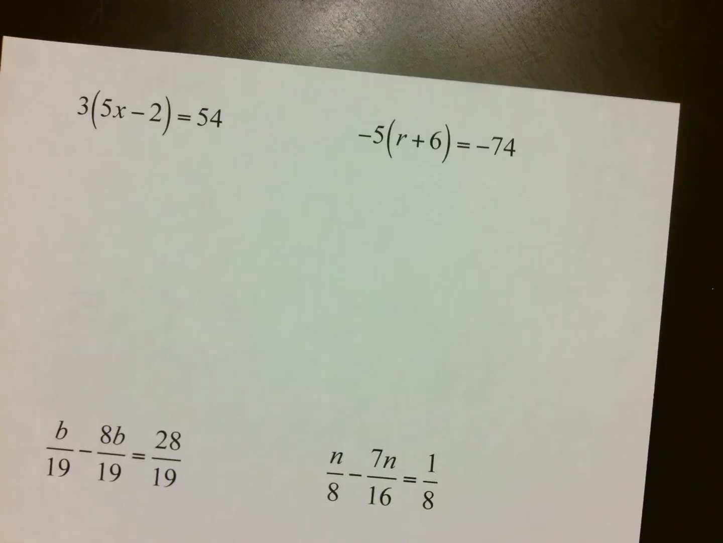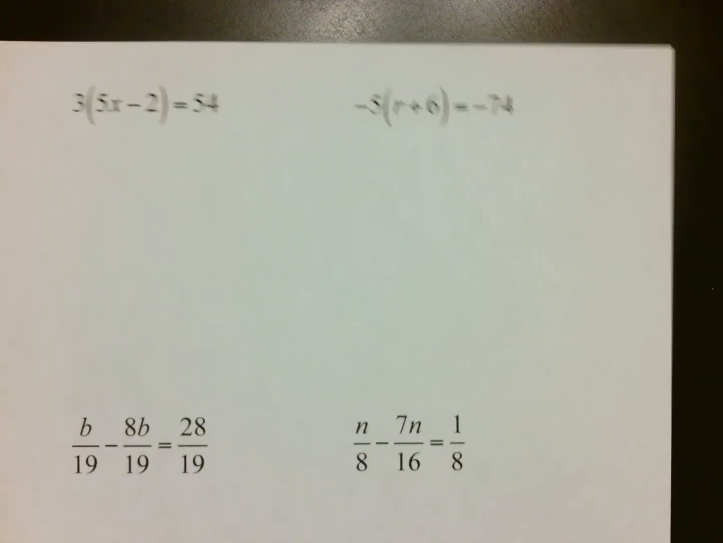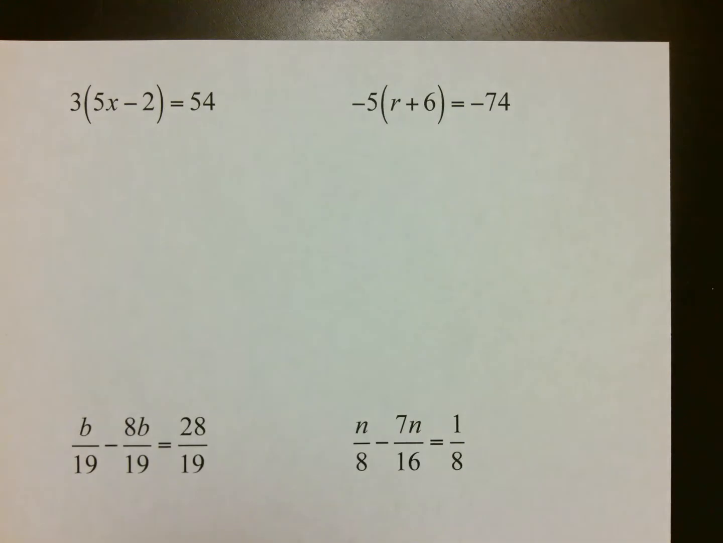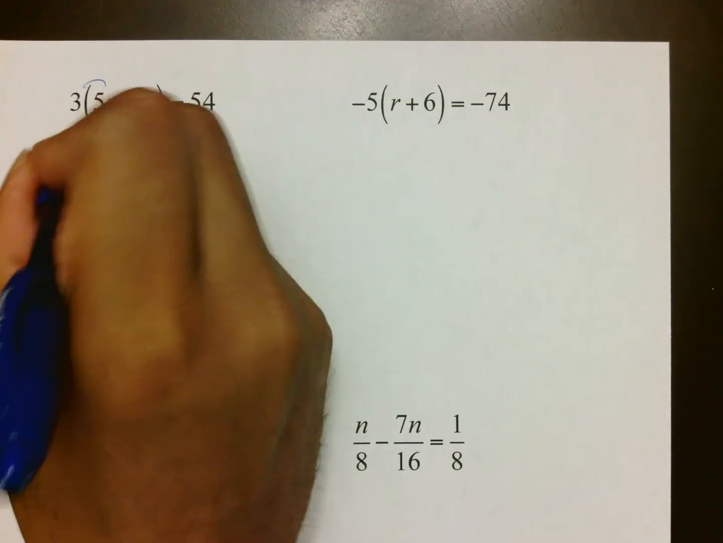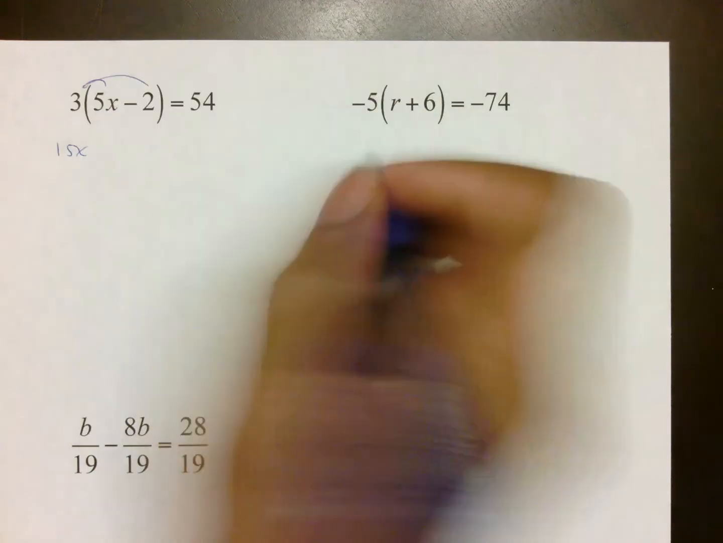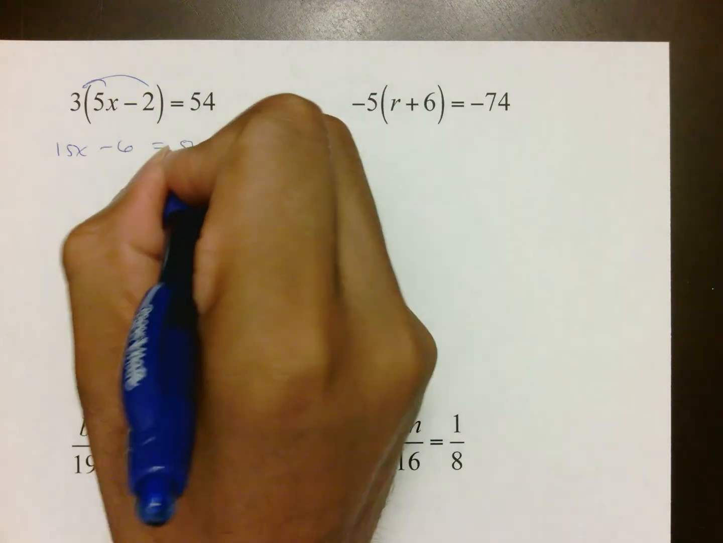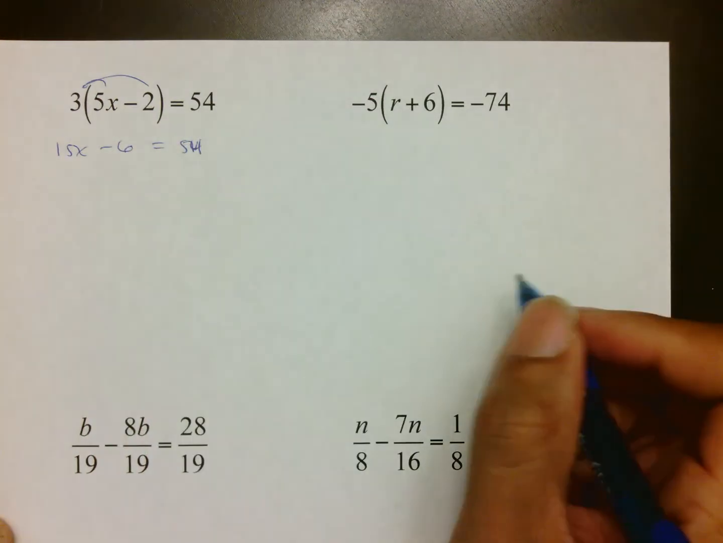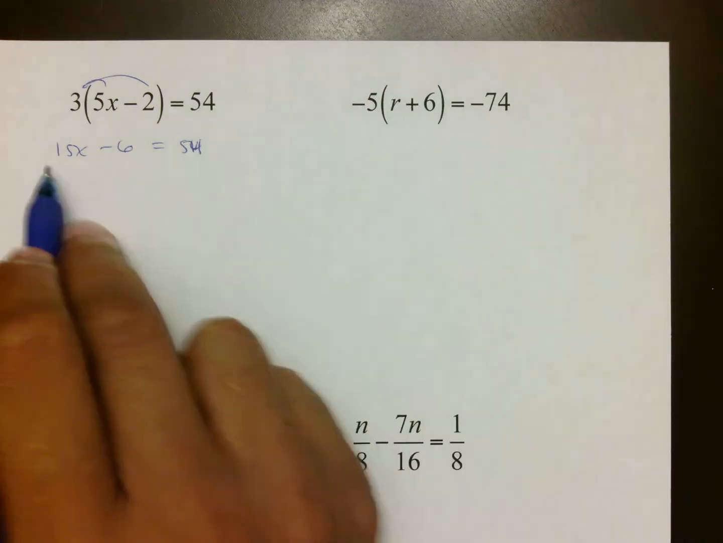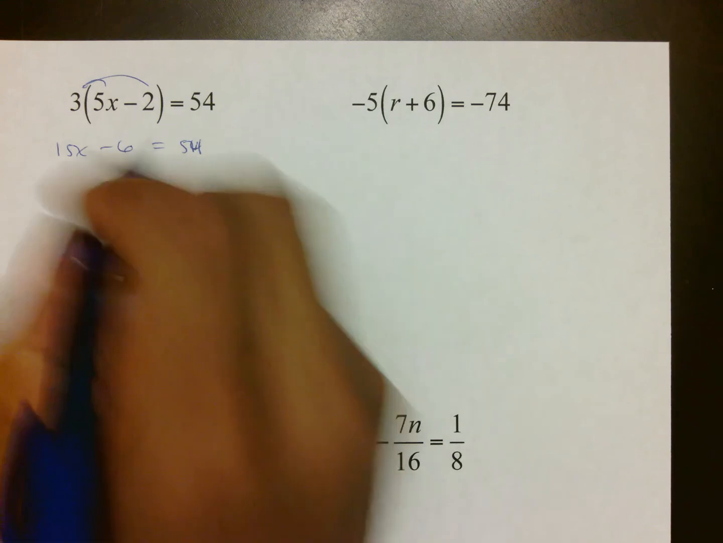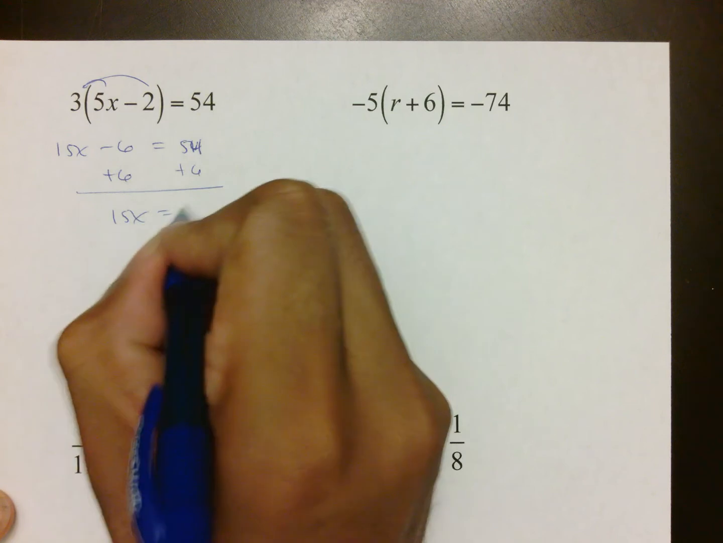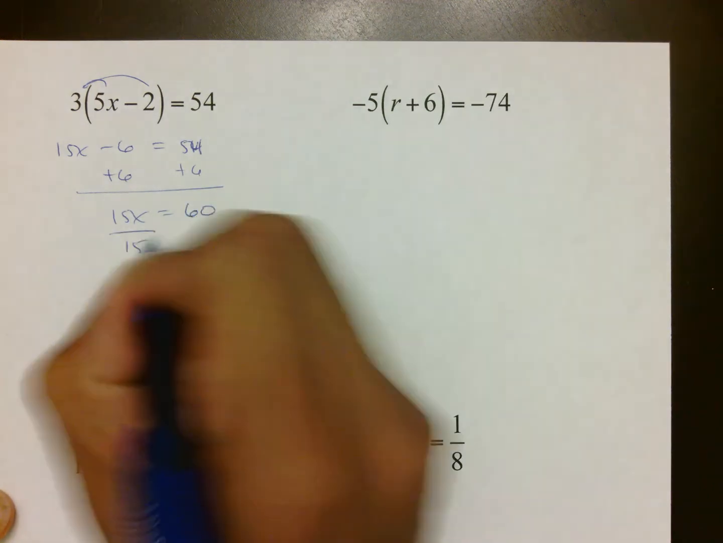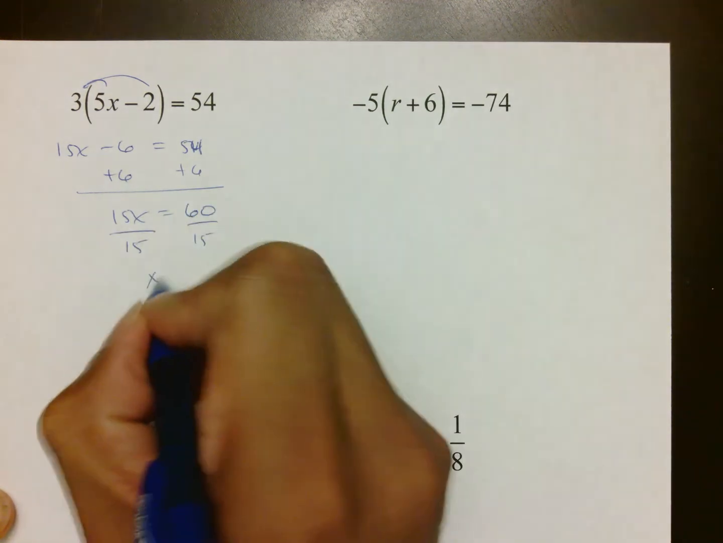Another type of problem you'll see: 3 parentheses 5x minus 2 equals 54. Once again, the only thing I know to do here is to distribute. So I distribute 3 to 5x, which is 15x, and 3 to negative 2, which is minus 6. Set that equal to 54. Notice now you have a basic two-step equation where we simply add 6 to both sides. 15x therefore equals 60. We divide by 15, getting the answer of x equals 4.